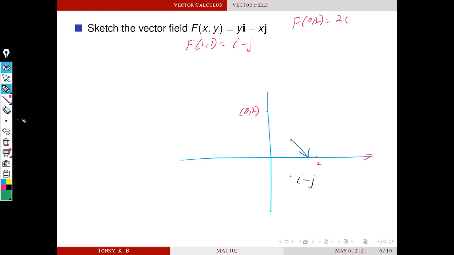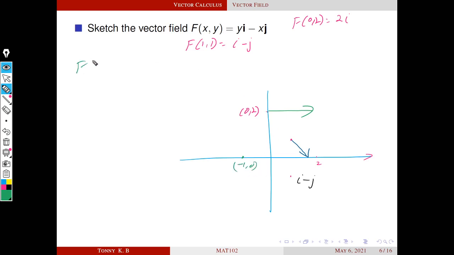Okay, you got the idea. So we get a vector like this. So similarly, we can assign vectors on every point. For example, you consider a point here. Suppose this point is (-1, 0). What is the vector at (-1, 0)?